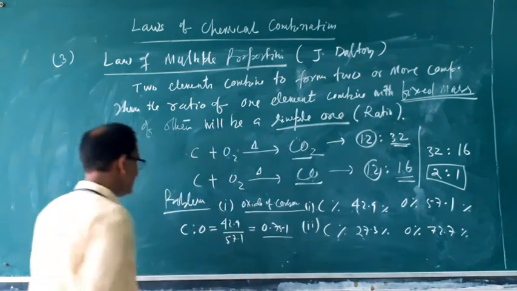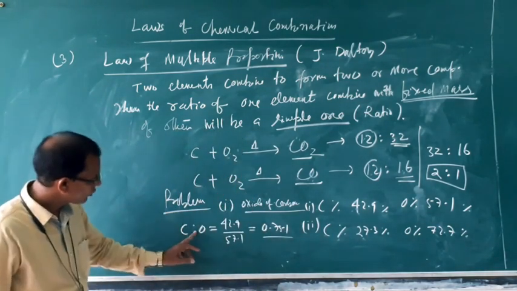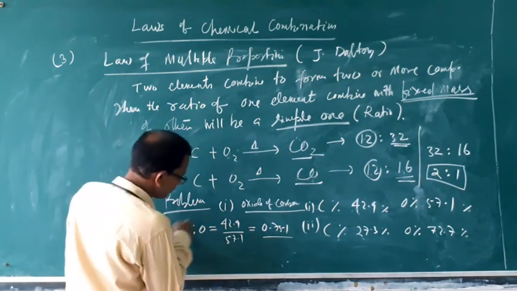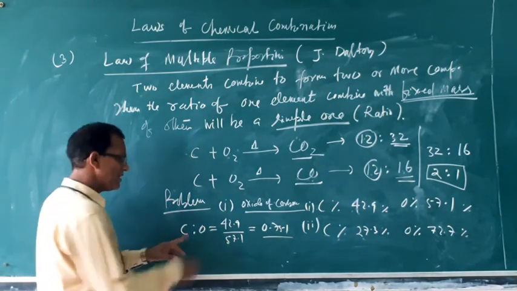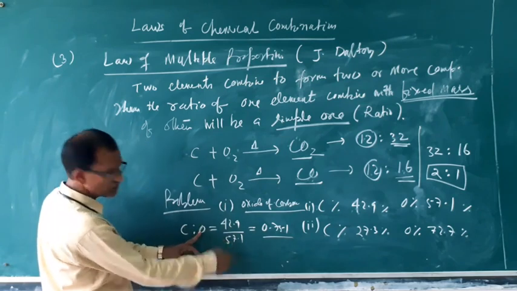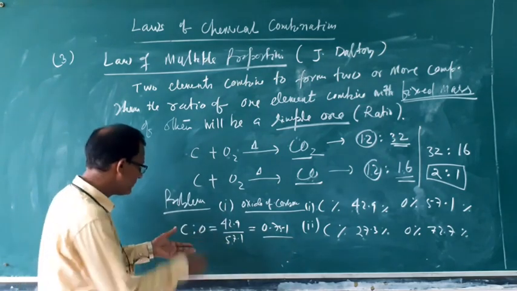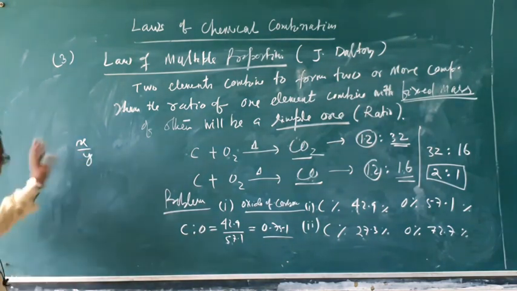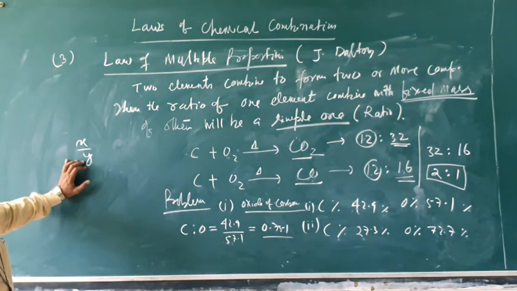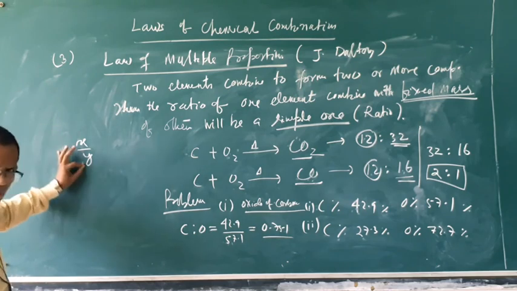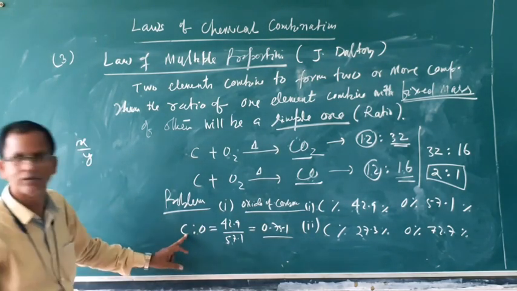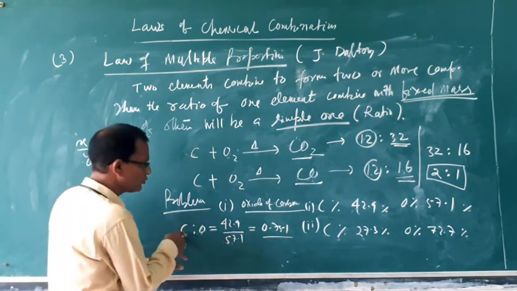0.751. Here this indicates the oxygen mass is 1, because carbon to oxygen division means per gram of oxygen we are calculating. When you are dividing X by Y, it means per Y gram. For 1 gram of Y, how much is the value? Here, for 1 gram of oxygen, the ratio is this much.